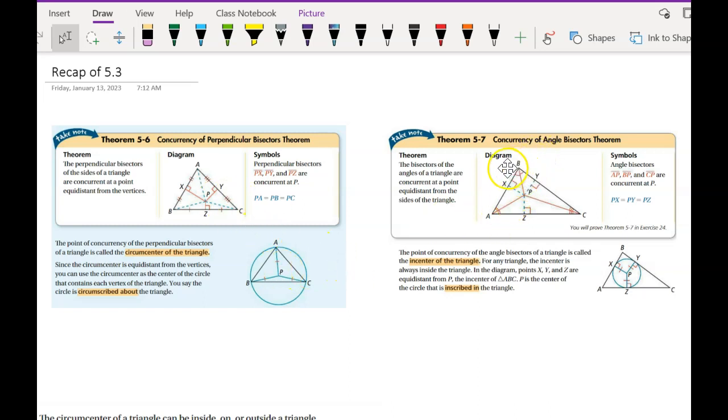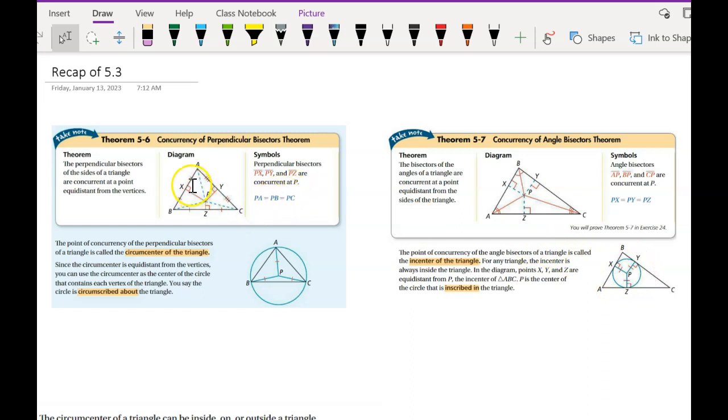Now over here we have angle bisectors, so they are in red. So point P is our point of concurrency, and the point of concurrency of the angle bisectors is called the incenter of the triangle. Now notice that the segments that connect point P to the sides are all the same. They're all congruent. So if I were to draw a circle on this one, it would be inscribed inside of the triangle.